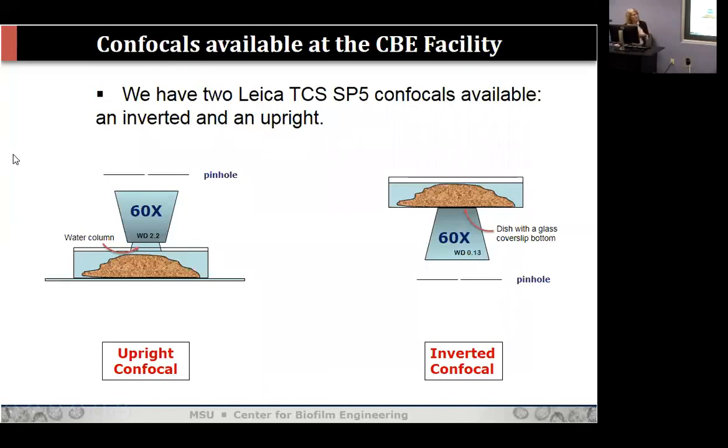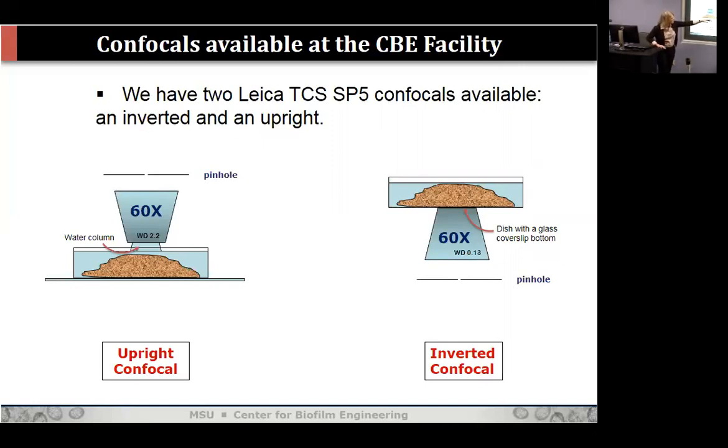The confocals we have at the CBE, we have two Leica TCS SP5 confocals. We have an upright and an inverted. In the situation I have shown here, we put our biofilm covered surface in a small petri dish. That's one of our standard ways of imaging. With a long working distance water objective on the upright, we come in and hold a 2 millimeter column of water and image that way. We can see, at maximum, 2.2 millimeters down into the biofilm.